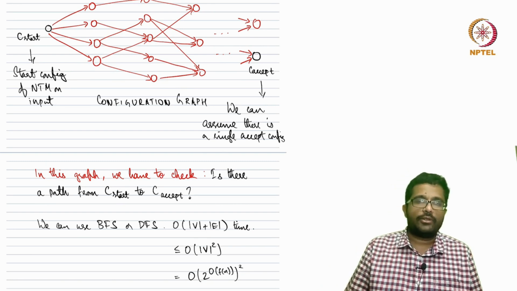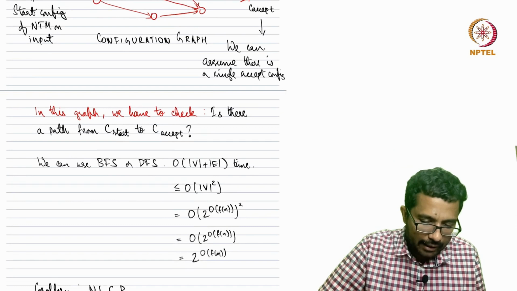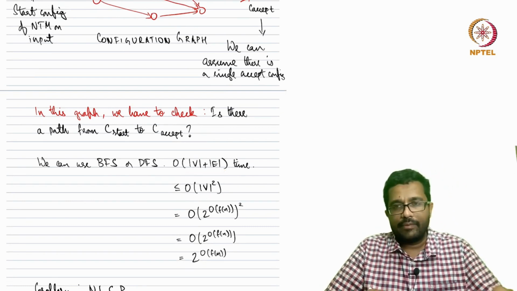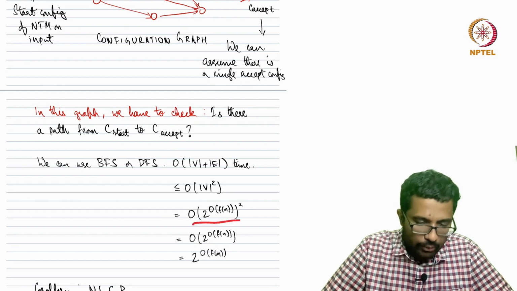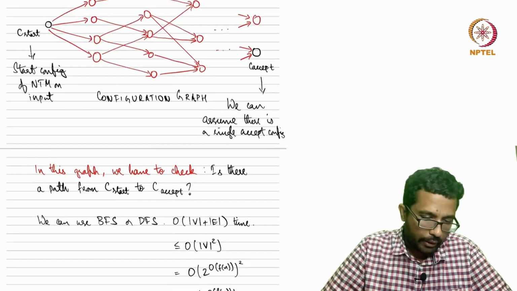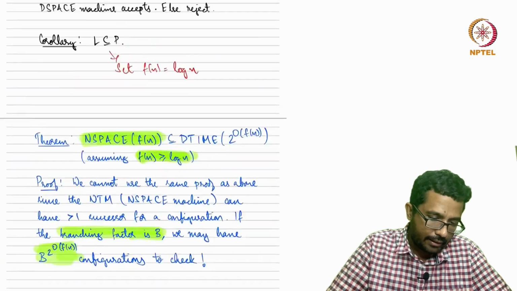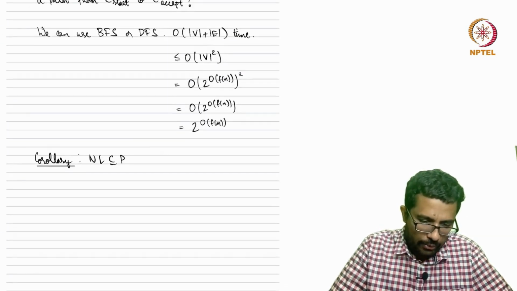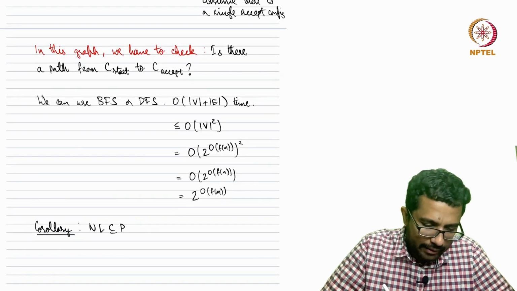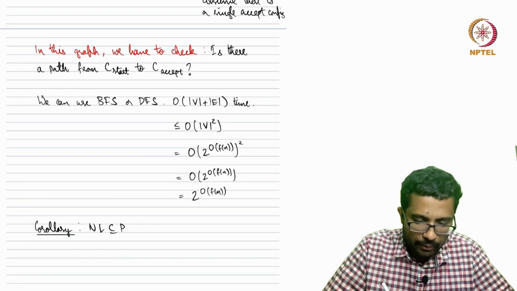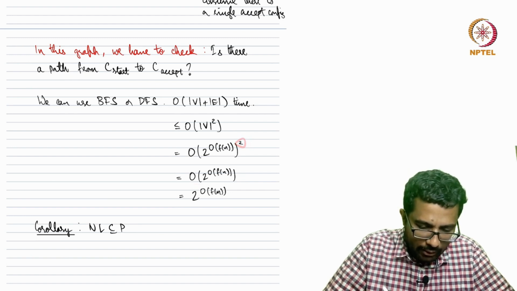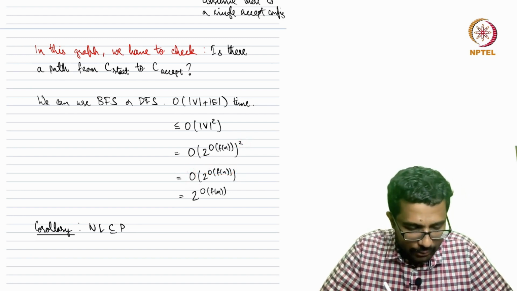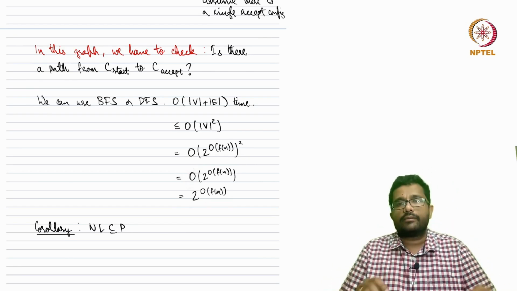We can just use breadth first search or depth first search, which runs in linear time in the size of the graph. So V plus E time, which is upper bounded by V square time, and we know the number of configurations is 2 power O(f(n)), right? That's something which we said here as well. So that implies that the running time of the BFS is also going to be 2 power O(f(n)). The square gets absorbed in the O here, right? So it's just asymptotics, and even this O is unnecessary. So the running time is 2 power O(f(n)).